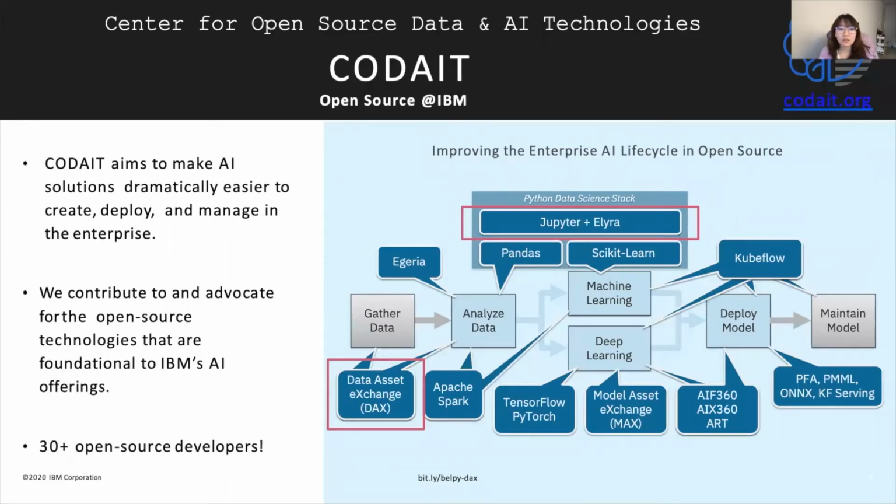Let's talk about what we do in the Codait team. Codait is the Center for Open Source Data and AI Technologies. We provide AI solutions that make it a lot easier for people to create, deploy, and manage AI in the enterprise. We also work on open source projects, and we bring a lot of offerings from IBM Research as well. If you're interested, feel free to check us out, and we are open to any contributions from the community.